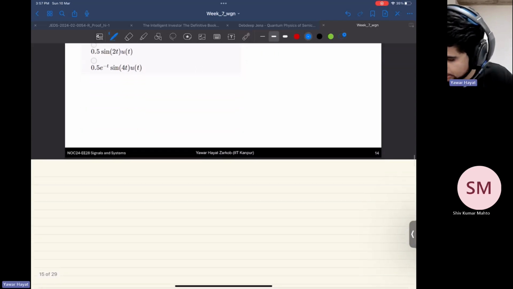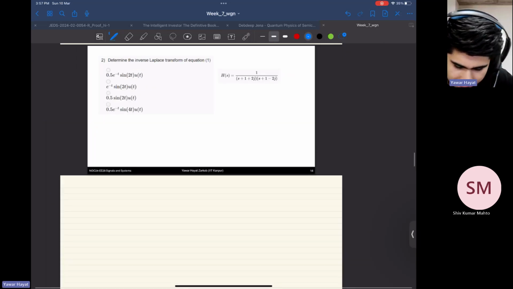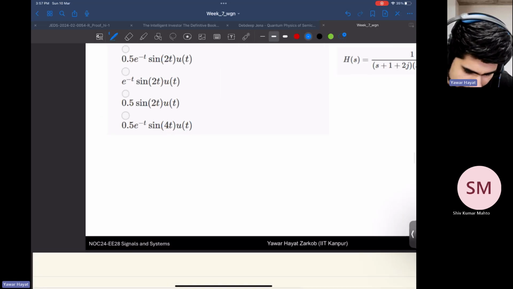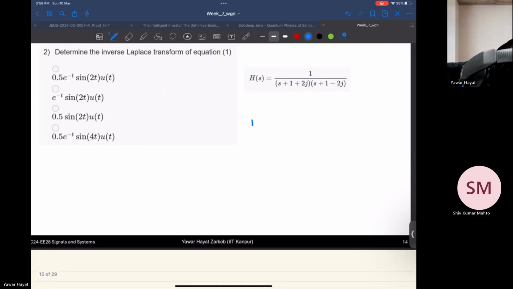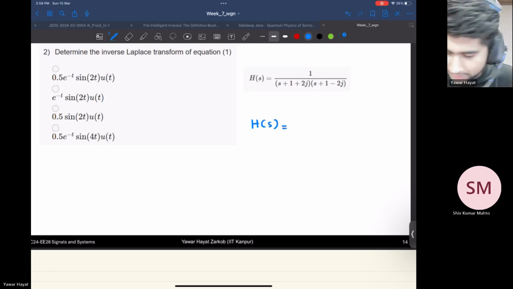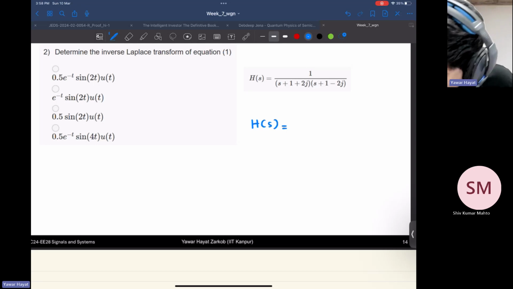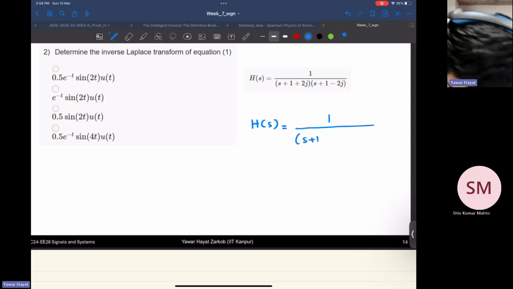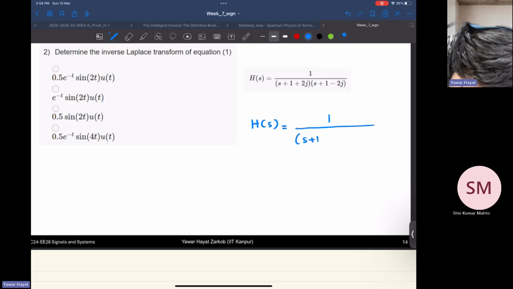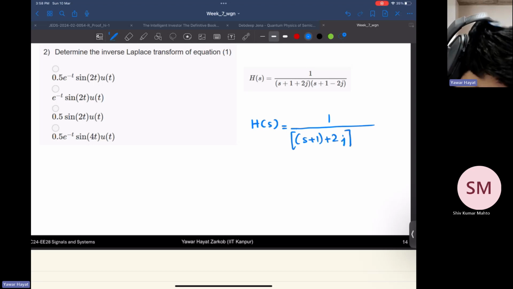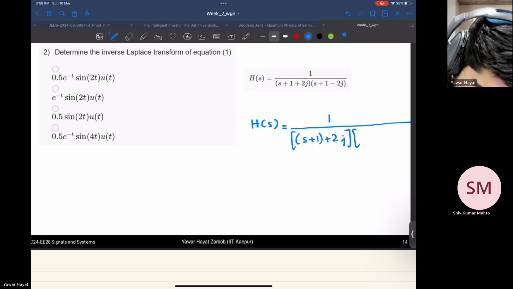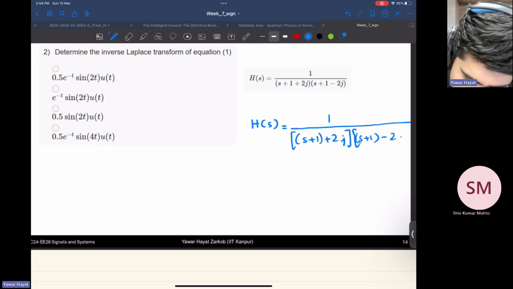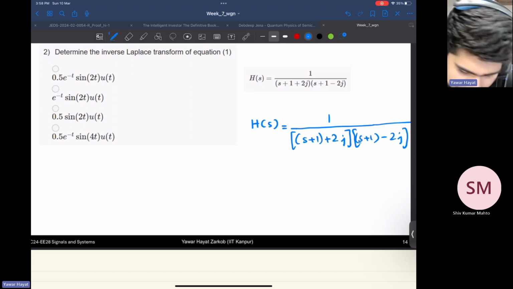So I should start myself as well. So we have been given H of s is this. I can in fact write H of s as s plus 1 minus 2j, right?